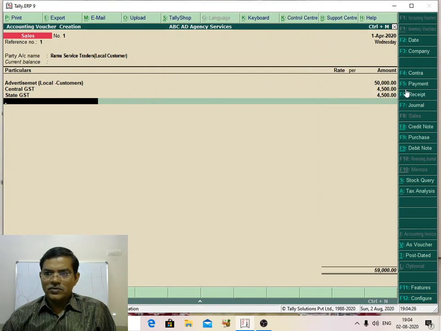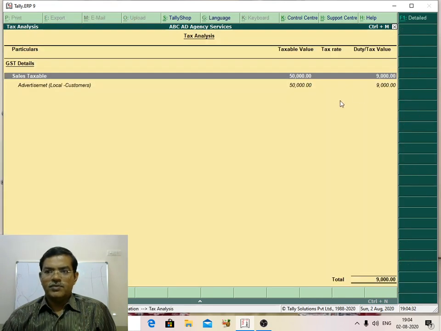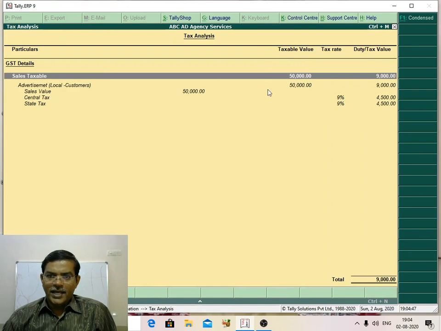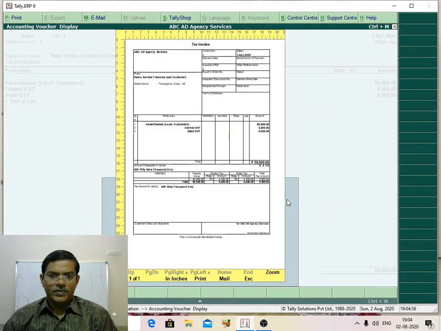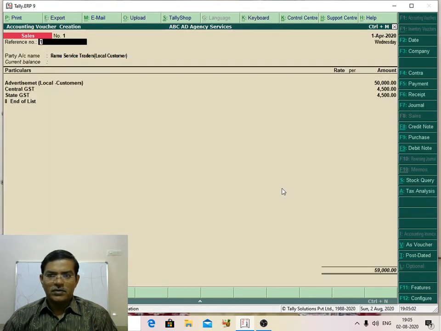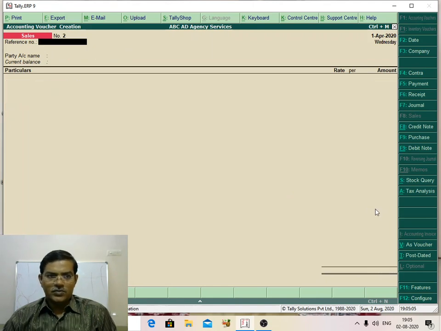The bill amount is 50,000 and at 18% tax rate, the total amount is 59,000. You can check the tax analysis part: on 50,000 at 9%, press F1 and you can get the details. State tax is 9%, 4,500, and the central tax is also 9%, 4,500. The total taxable value is 50,000, the invoice value is 59,000 rupees. If you want to print, you can also print the invoice. Local customer, amount 59,000. Now I save the transaction.